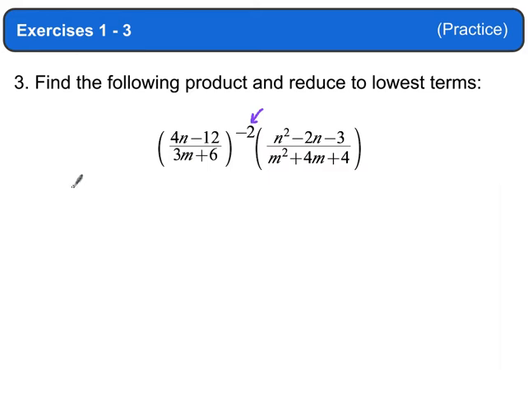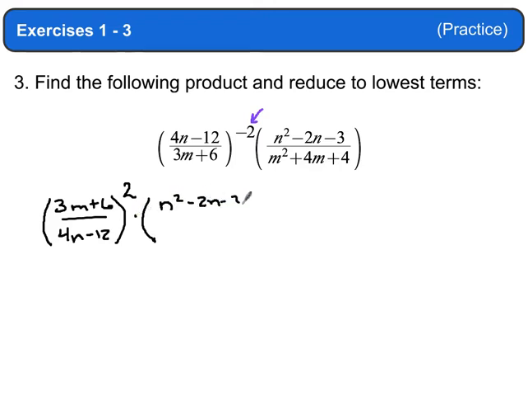So I'm going to take this 3m plus 6 and put it in the numerator. I'm going to put that 4n minus 12 in the denominator. And what that does is simply turn that negative 2 into a positive 2. Now, you want to do that because in a minute you're going to realize how valuable that is. We really don't want a negative exponent if we can help it.